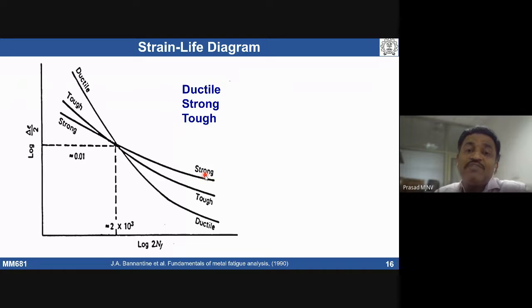So if the material is strong, that elastic performance is going to be better. That means high cycle fatigue performance is going to be better. When you go to low cycle fatigue, we need to have good ductility. So if ductility is good, the material is going to behave better in low cycle fatigue.